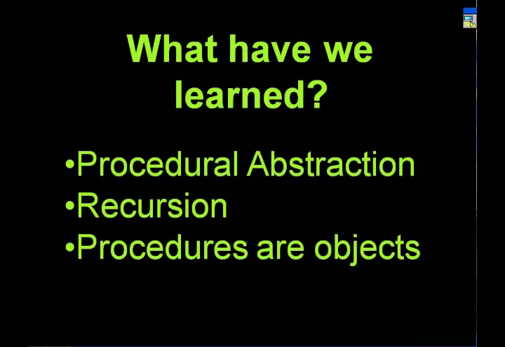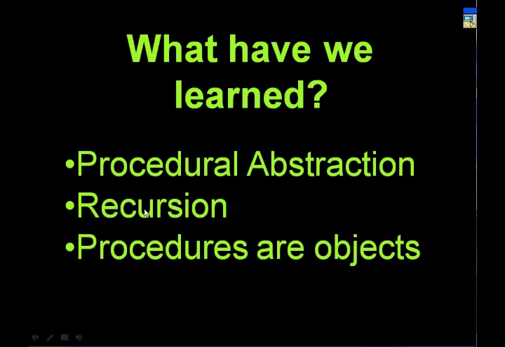Okay, so what have we learned today? You've learned that procedural abstraction is to basically define an object that can operate on inputs without knowing how it works. You have done some recursion. Recursion is essentially having a procedure call itself. And the last thing, which is not so obvious, is that procedures are actually objects.